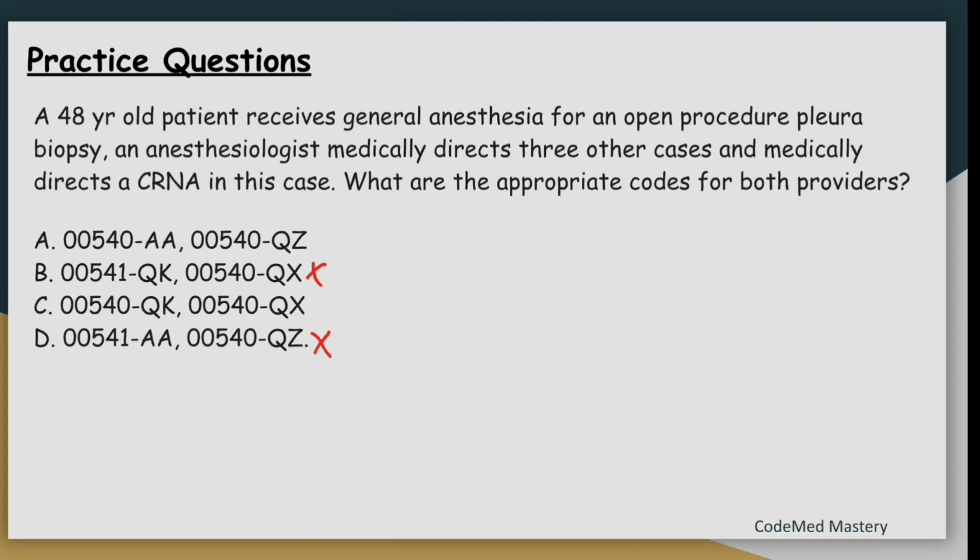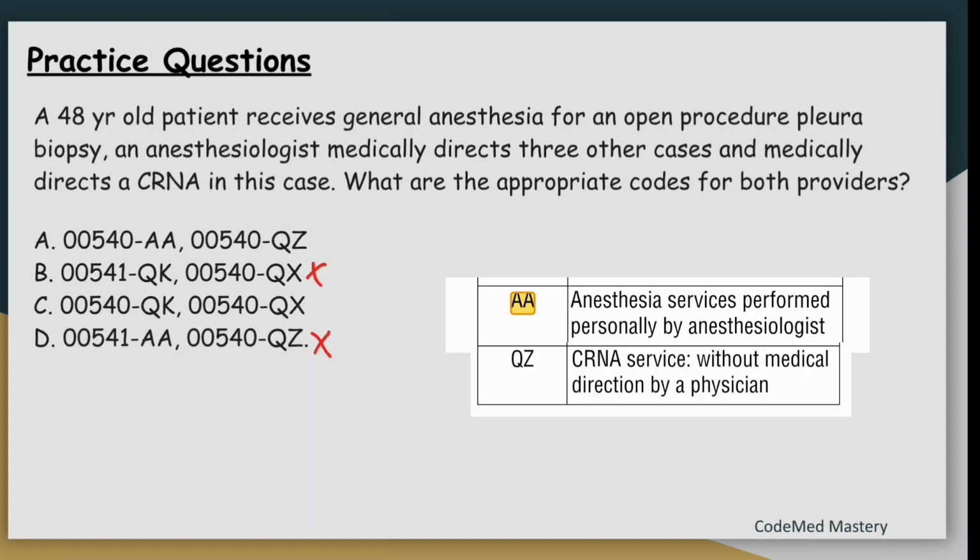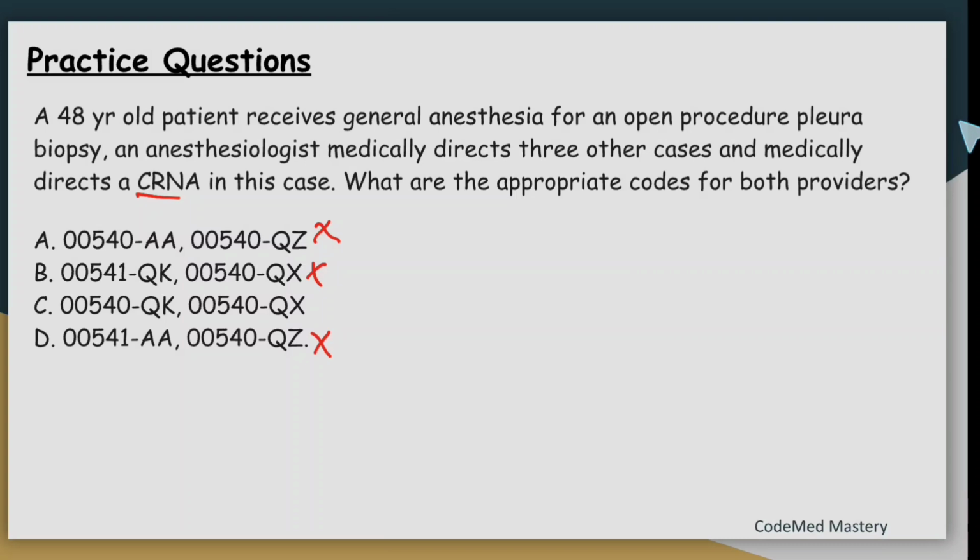So check modifier AA. Modifier AA is for anesthesia services performed personally by anesthesiologist. And modifier QZ is for CRNA service without medical direction by a physician. But according to the question, the anesthesiologist medically directs 3 other cases and medically directs a CRNA. So we cannot code modifier QZ, so we'll eliminate option A. So option C is the right answer.